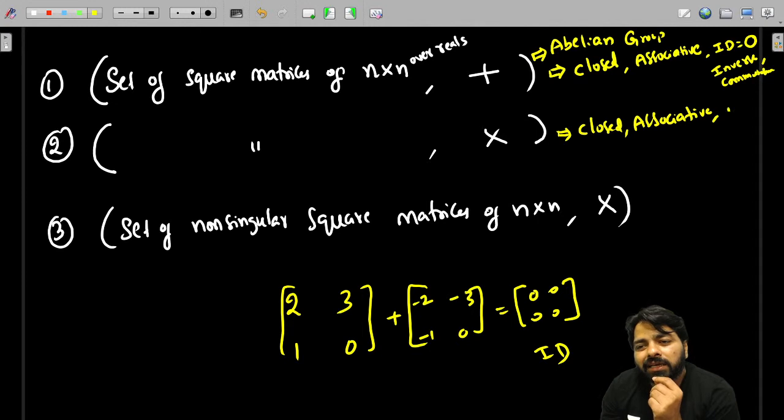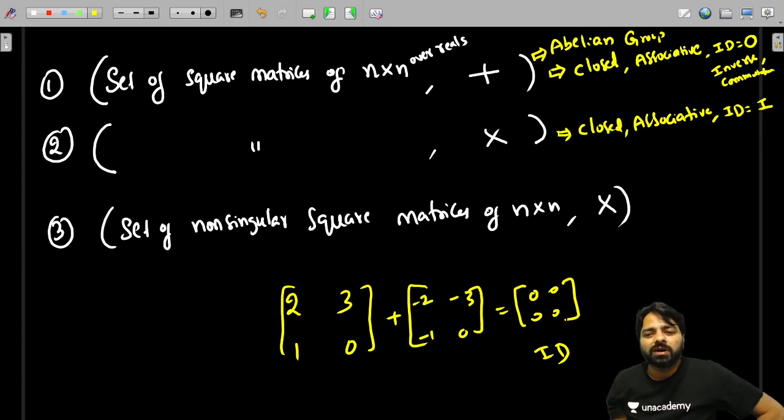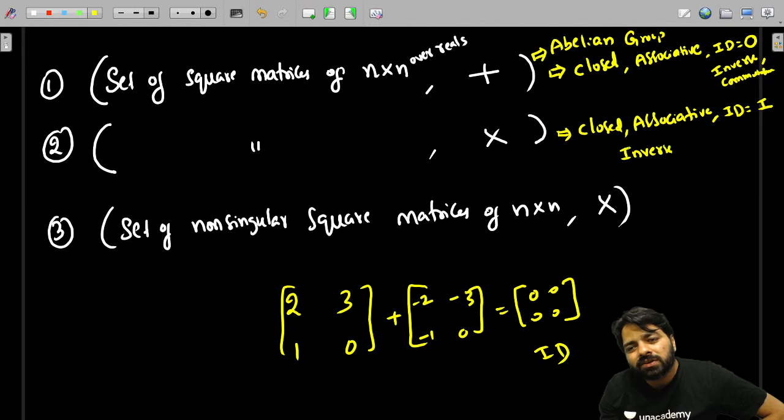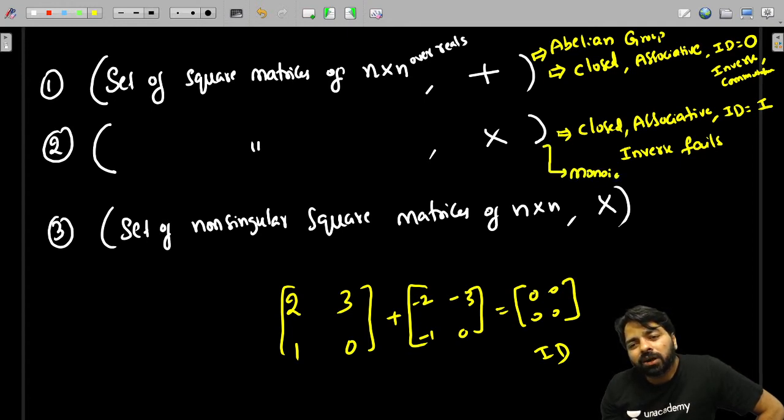And the identity, you have the I matrix. All diagonals are 1, remaining are 0. And when you apply inverse, it fails. Why? Because for singular matrices, the determinant can be 0, and singular matrices don't have the inverse. So because of that, the answer for this is a monoid, but not a group.